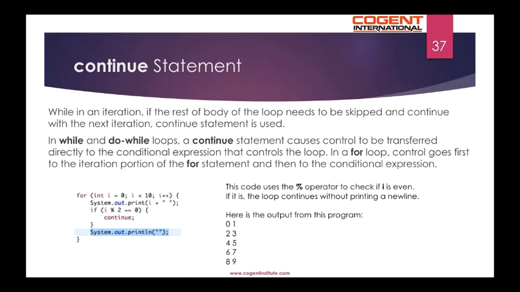Continue statement. While in an iteration, if the rest of the body of the loop needs to be skipped and continued with the next iteration, continue statement is used. In a while and a do-while loop, a continue statement causes control to be transferred directly to the conditional expression that controls the loop. In a for loop, control goes first to the iteration portion of the for statement and then to the condition portion. This code uses a modulus operator to check if i is even. If it is, the loop continues without printing a new line. Here is the output from this program. 0, 1, 2, 3, 4, 5, 6, 7, 8, 9.